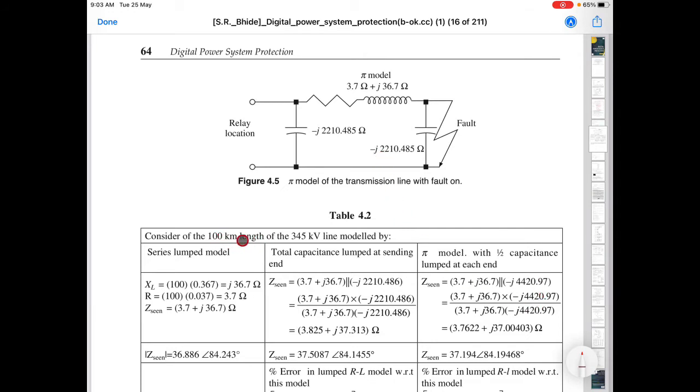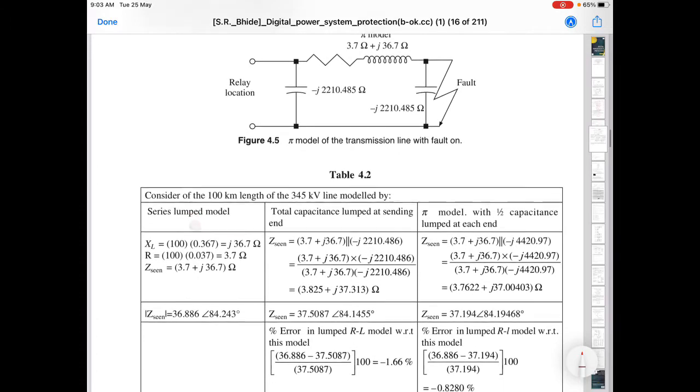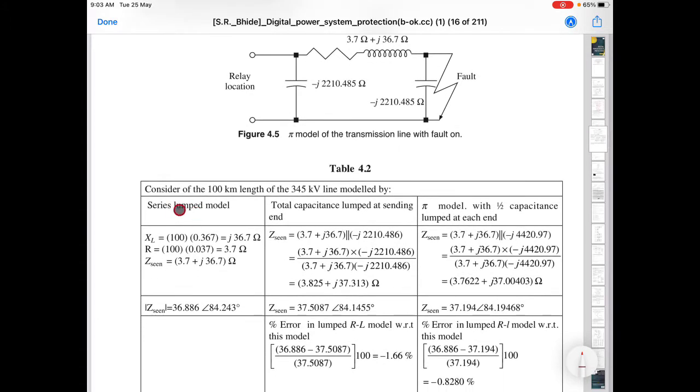So for 100 kilometer and 345 kV line model, okay, what if we consider only series lumped? There are three cases. Okay, series lumped model, only series. Now capacitance at sending end and capacitance in pi model. So XL is this, R is this, and Z is this. We have seen the magnitude. So it is in rectangular form. You can use the calculator and convert it into polar form. You'll get this value.